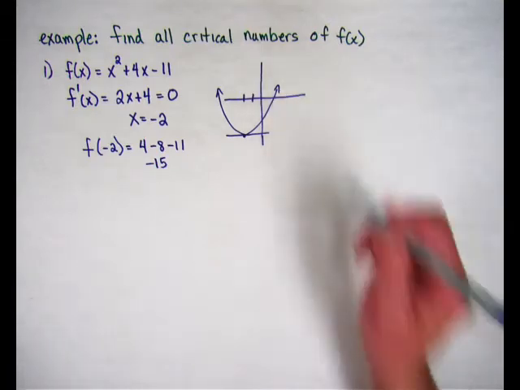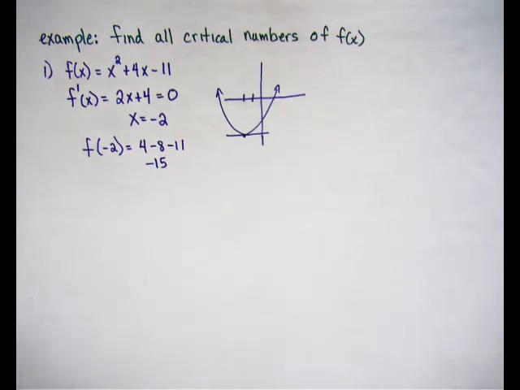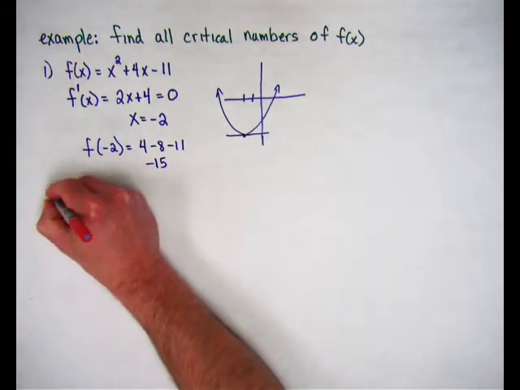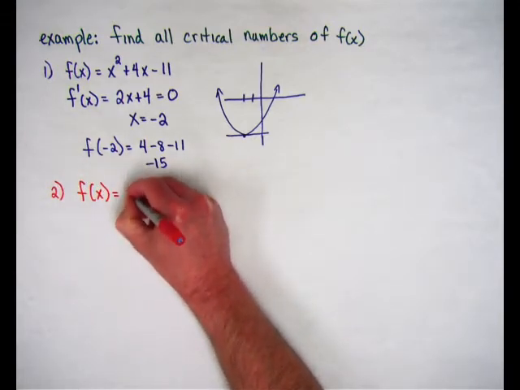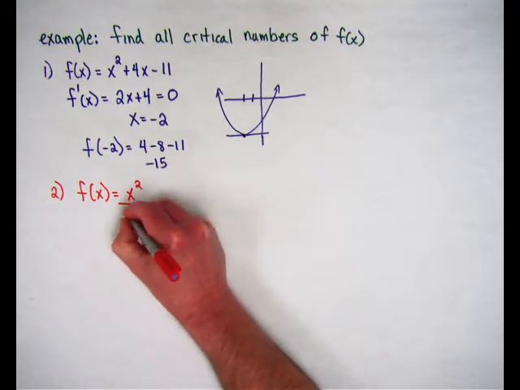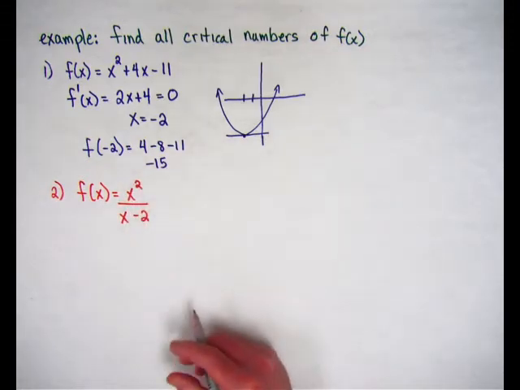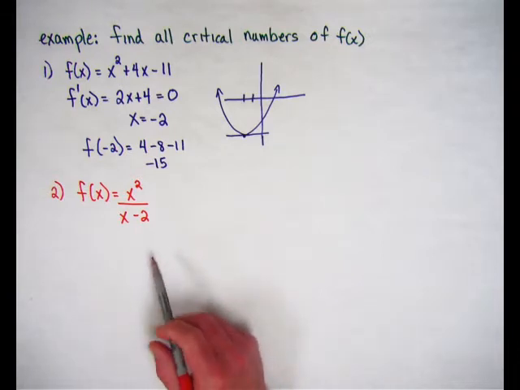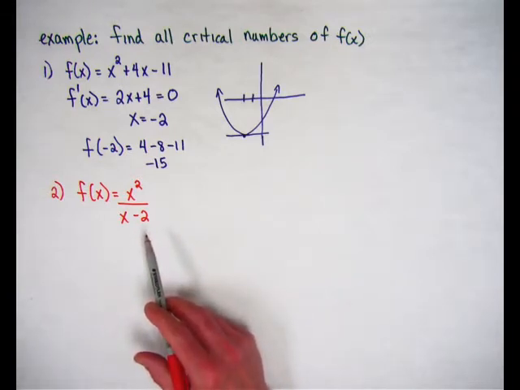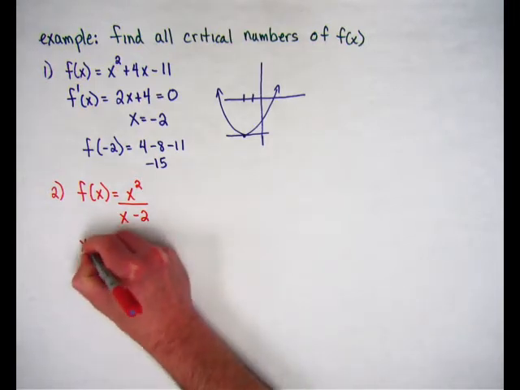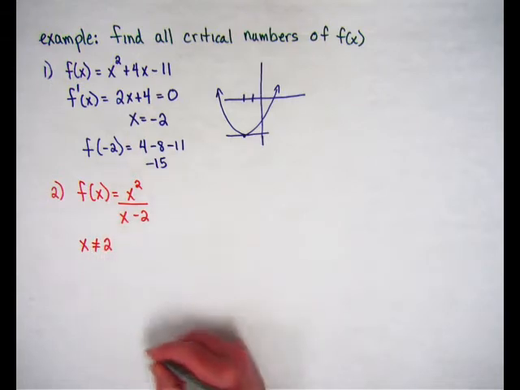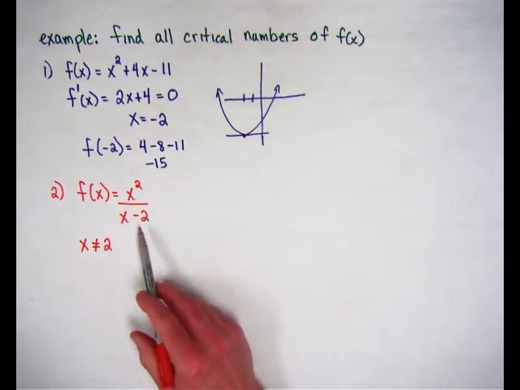Now in the case of polynomials, finding critical numbers is pretty simple. But what if you had a function that was a little more complicated? What if you had the function f of x equals x squared over x minus 2? And we wanted to find the critical numbers. Now the first thing we should probably realize right now is that critical numbers only exist if the value of c is in the domain of the function. So immediately you'll notice we have a restriction. The restriction is that x cannot equal 2. At x equals 2, there's going to be a vertical asymptote.